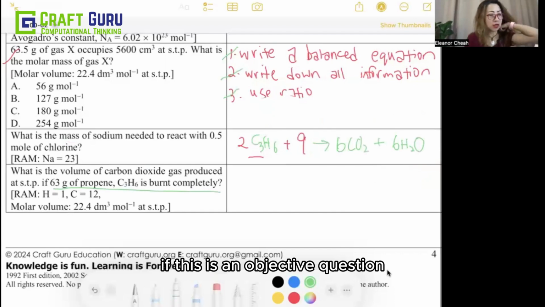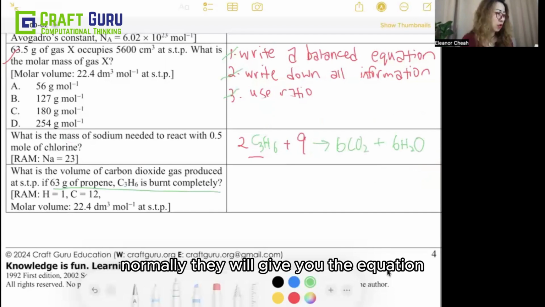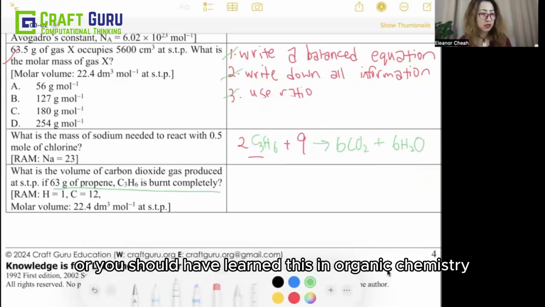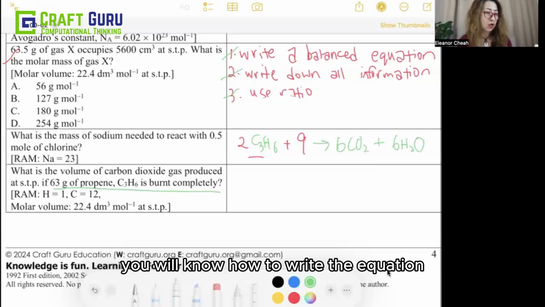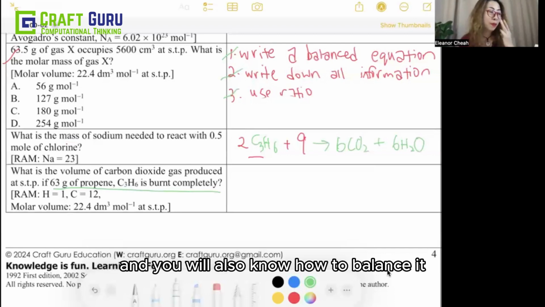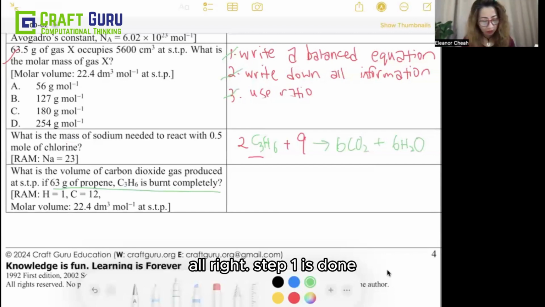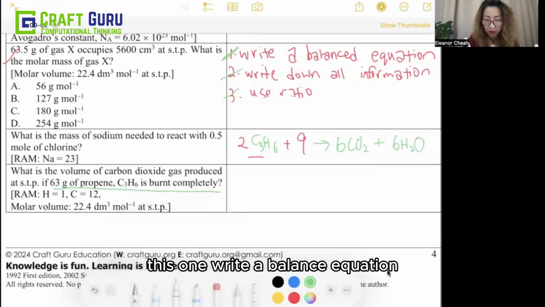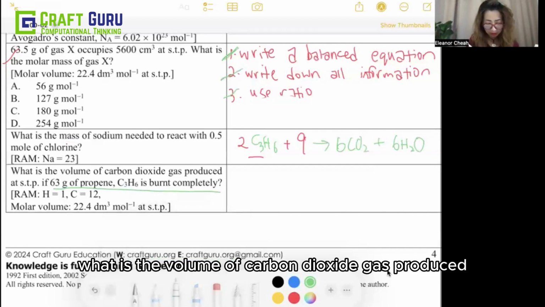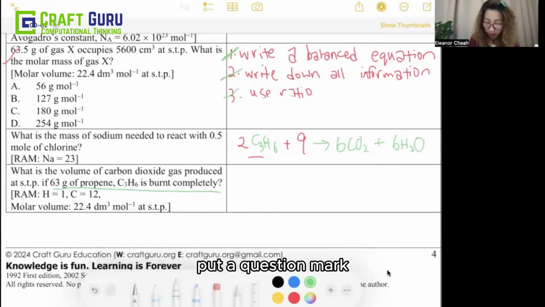If this is an objective question, normally they will give you the equation, or you should have learned this in organic chemistry. You will know how to write the equation and you will also know how to balance it. All right, so step 1 done. This one, write a balance equation. Next, write down all information. What is the volume of carbon dioxide gas produced? Okay, put a question mark.